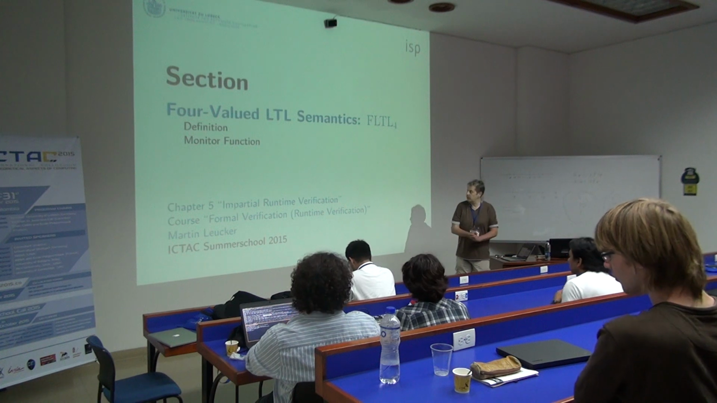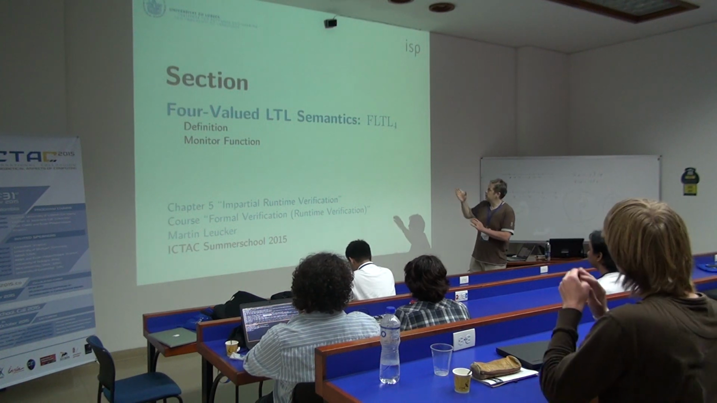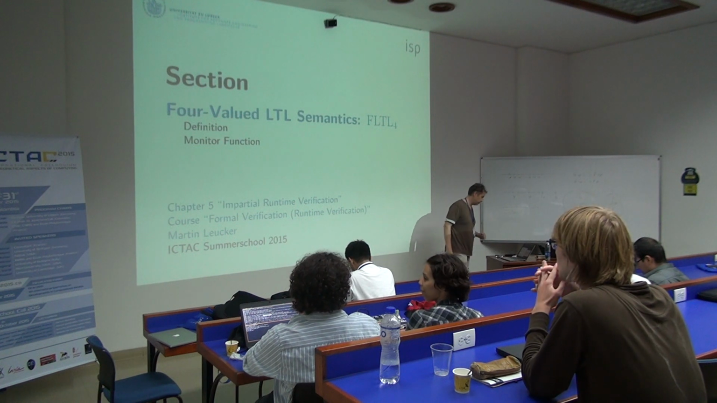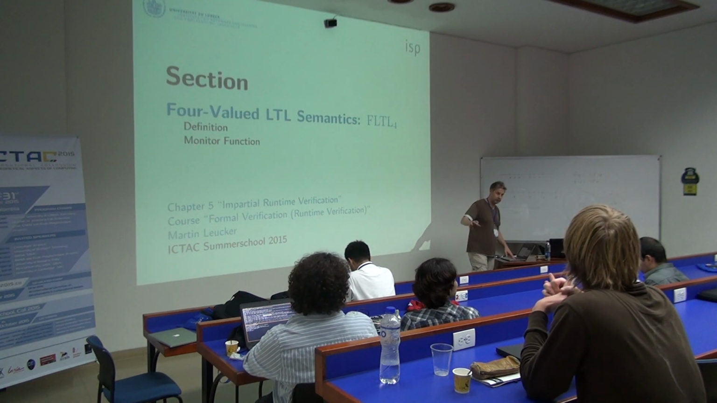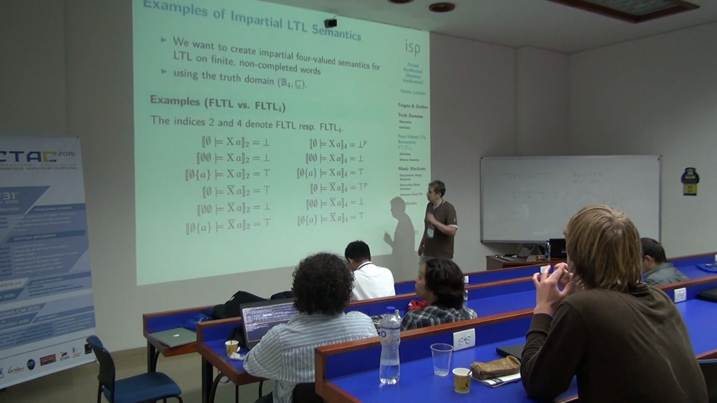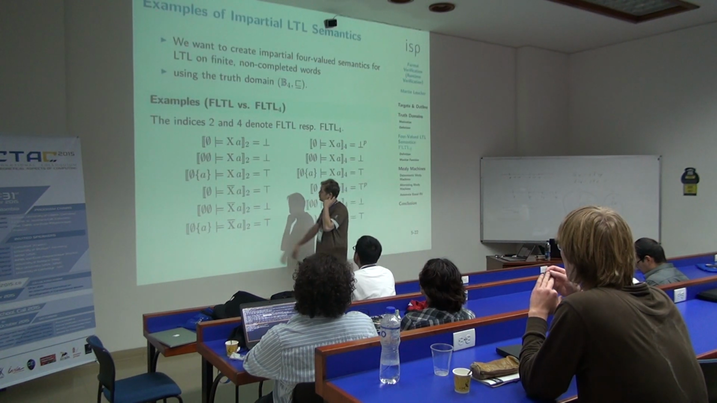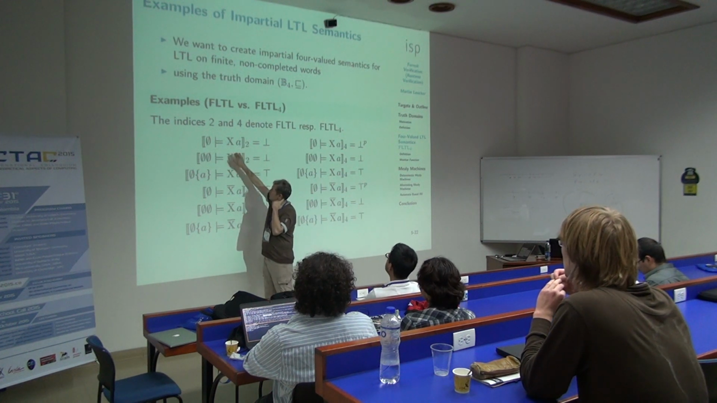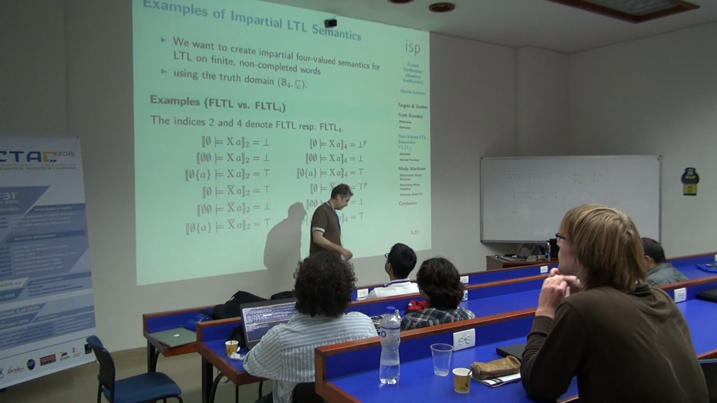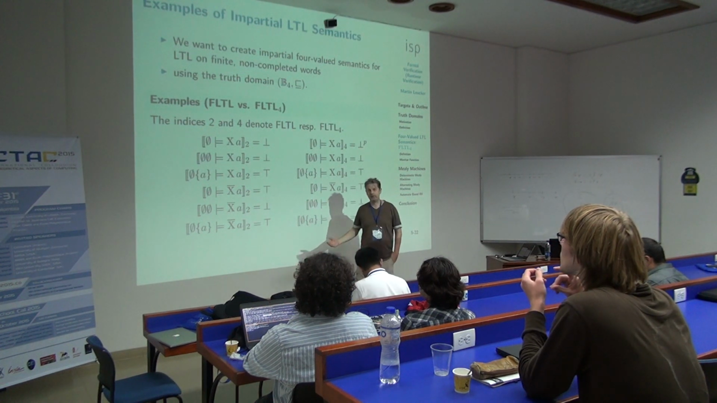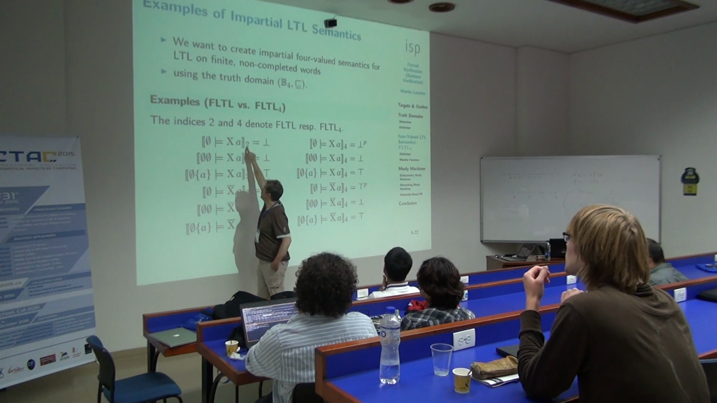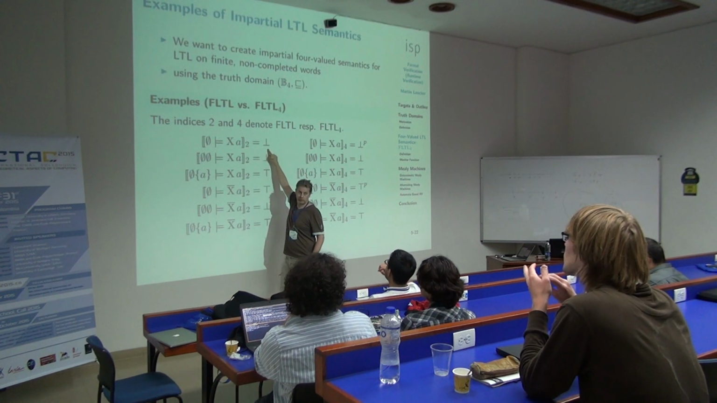Okay, so welcome back. Now our goal is to define four-valued semantics for LDL on finite words, which we call LDLF, and we call the resulting logic LDLF4. So what's the main idea? Let's check the formula next A. In the first position, what will happen? Well, we cannot evaluate next A because we don't know what the next position is. So in the two-valued logic, we would go for false.